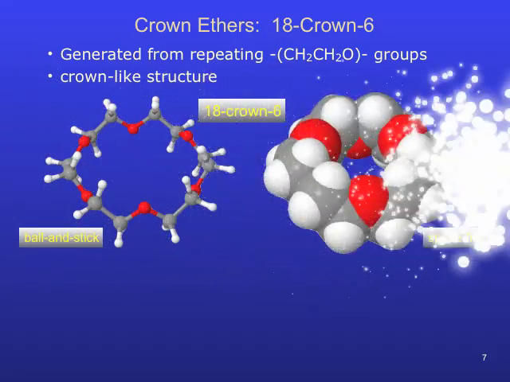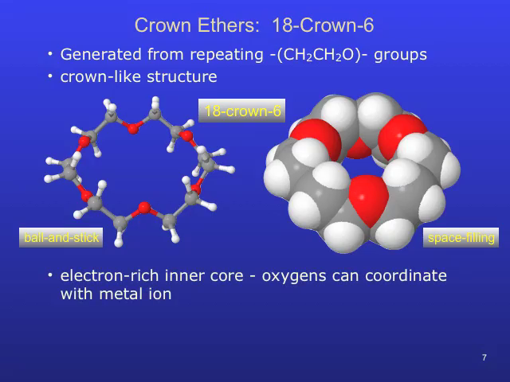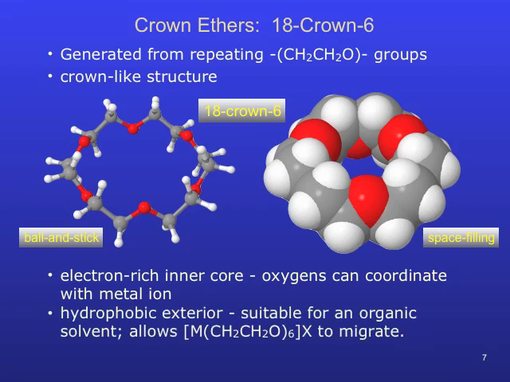This molecule is depicted below on the left in a ball and stick model, and on the right in a space-filling model. In these models, oxygen atoms are depicted in red, carbon in gray, and hydrogen in white. The electron-rich interior of this crown ether results from the presence of basic oxygen atoms, allowing this molecule to associate with cations to form a complex in the aqueous phase.